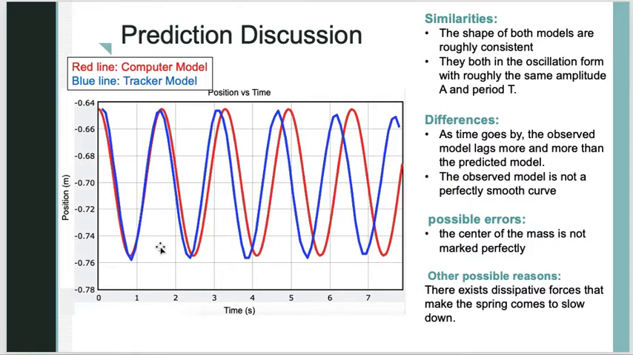I think the reason is that the computer model is the ideal model, which is a closed system. So when there's no external force, it will oscillate constantly. But the Tracker model is in the real setting, so the spring will slow down and at the end it will stop. And you can also see that the second difference is that the observed model is not a perfectly smooth curve. There are some angles here, here, and here. The possible error here is that the center of the mass is not marked perfectly.